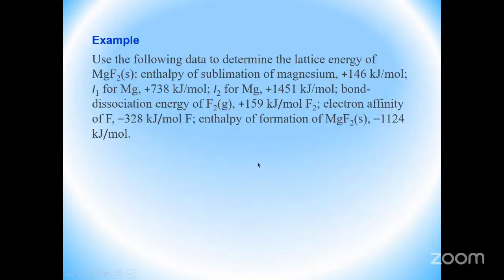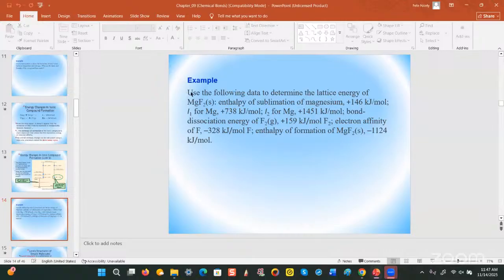Okay, here's an example using a Born-Haber cycle. I'm going to need some space here, so let me get out of this here. What's going on here? Why is this not responding?